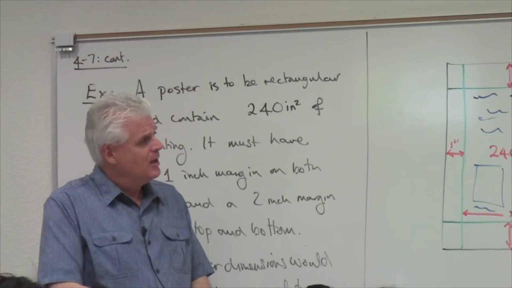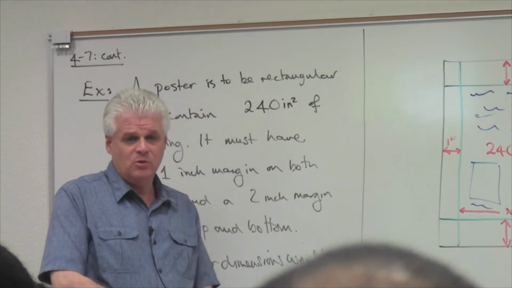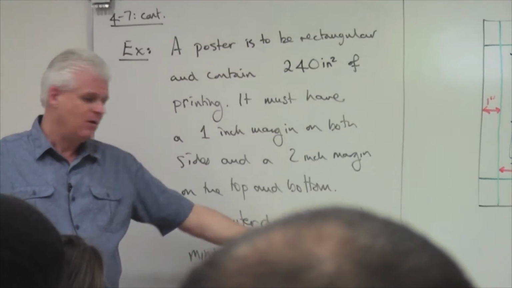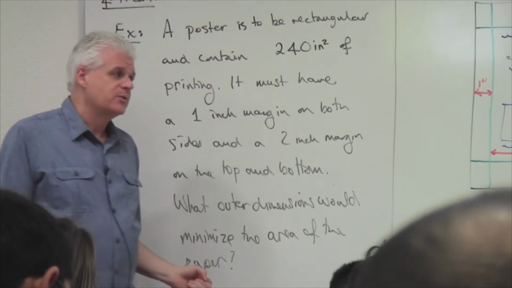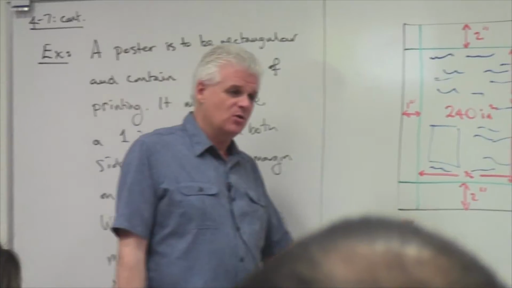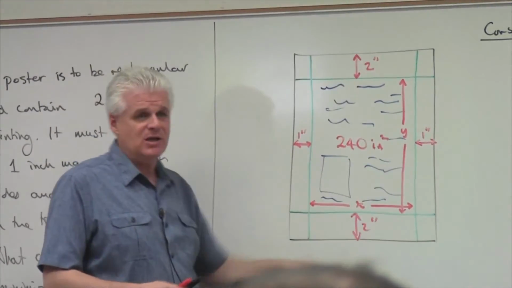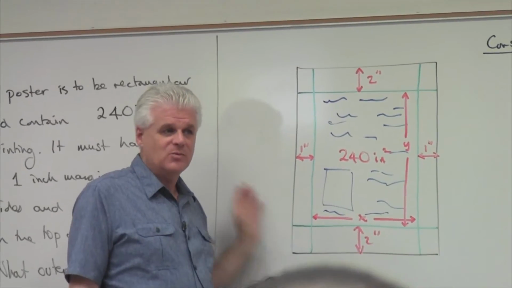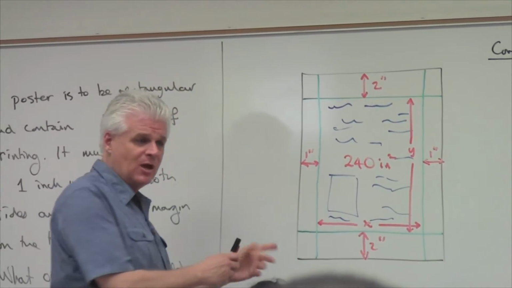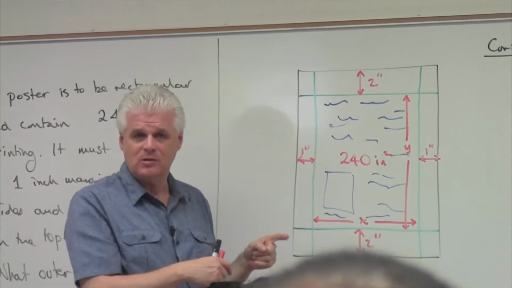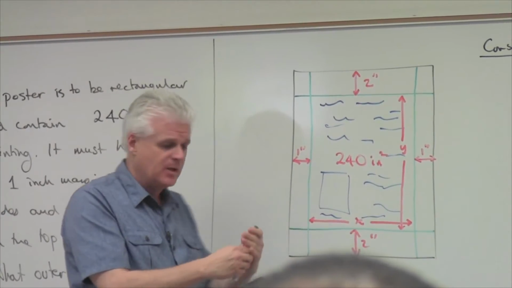We must obey that. Now let's pay our attention to the thing we're trying to optimize. Remember what that is? Minimize the area of the paper. So now we do have to add those margins in to get the paper area. Because how do you get the area of a rectangle? Length times width. So we're going to need to know those, and we don't have those tagged right now. We've got the inner guys tagged, but that's not the area of the rectangle. That's the area of the printing.